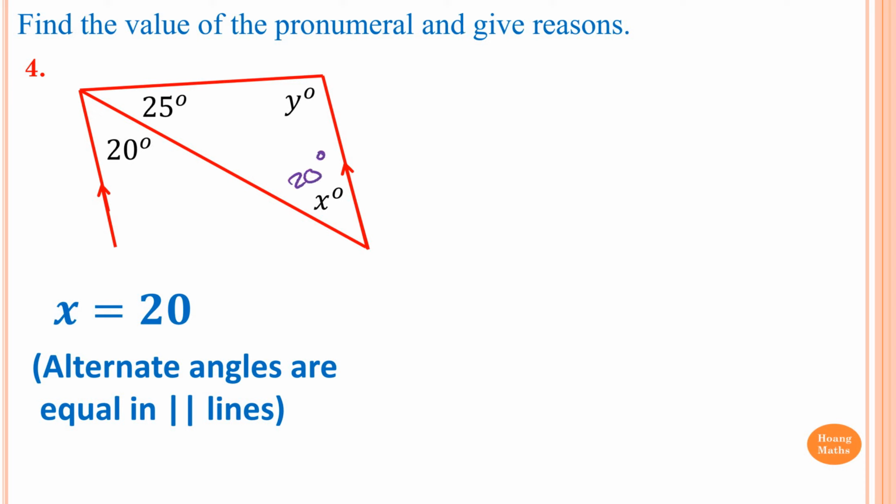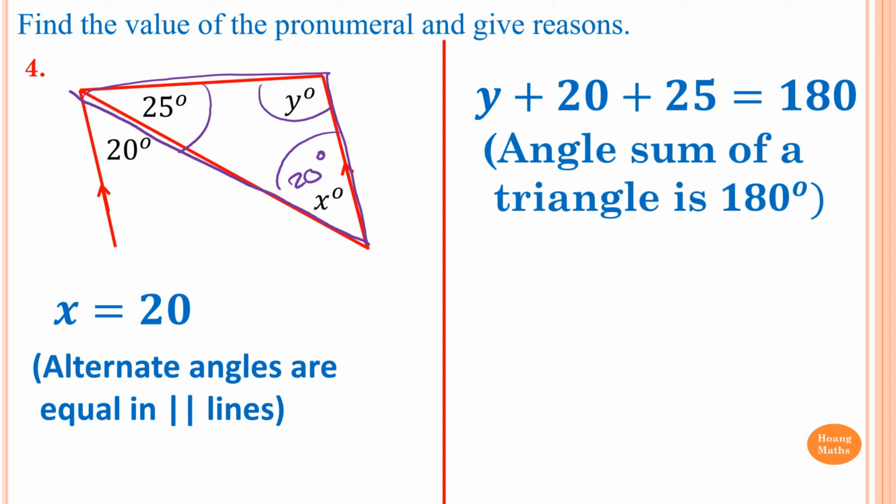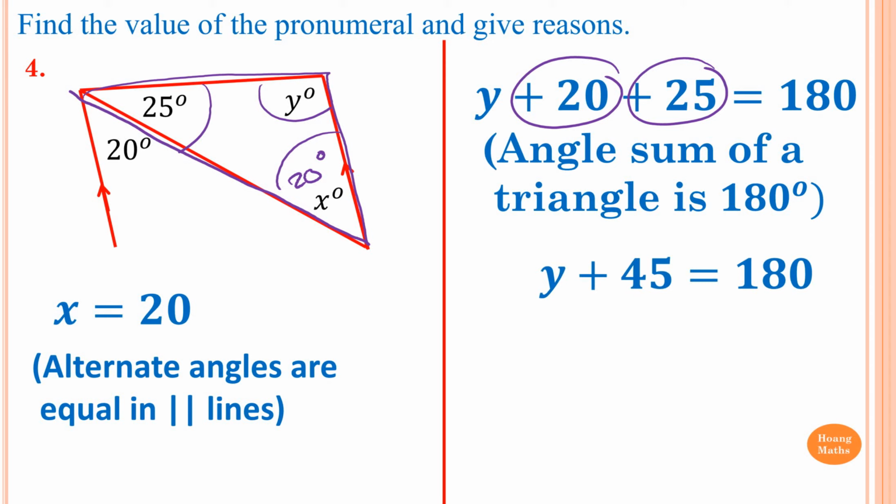So now we just focus on this triangle here. So y plus 20 plus 25 is 180. And the reason is angle sum of a triangle is 180 degrees. So now we just collect like terms. So 20 plus 25 is 45. So y plus 45 is 180. So we minus 45 on the left and minus 45 on the right.